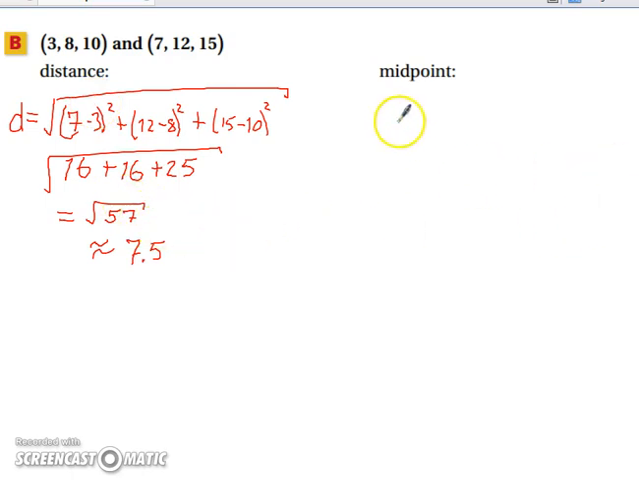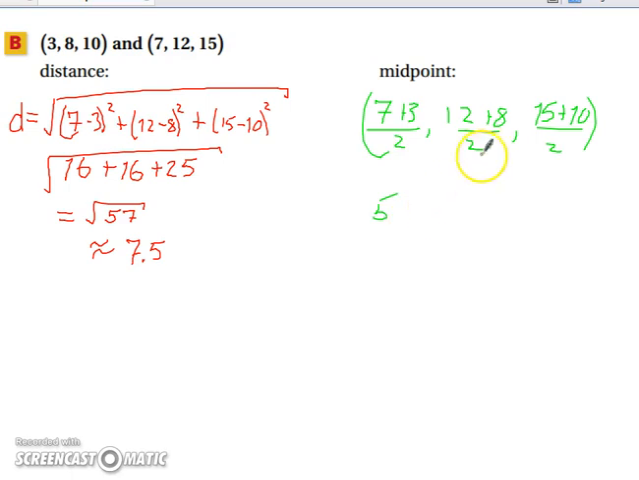Let's try the midpoint. So we're going to take the average of our x's, the average of our y's, and the average of our z's. Alright, so if we do 7 plus 3 and divide it by 2, we end up with 5. If we do 12 plus 8, divide that by 2, we end up with 10. And if we do 15 plus 10 and divide that by 2, we get 12.5. So there's our midpoint. That also concludes our lesson on formulas in 3 dimensions.